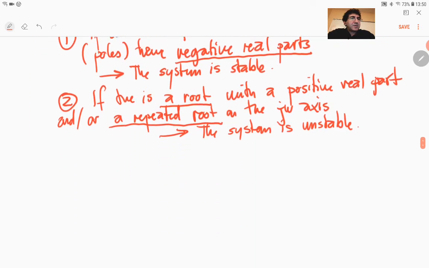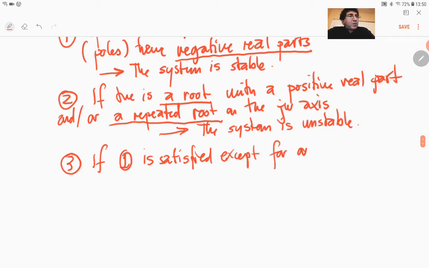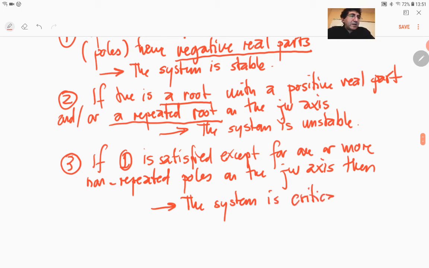And finally, if one is satisfied except for one or more non-repeated poles on the j omega axis, then we have the system as critically stable.